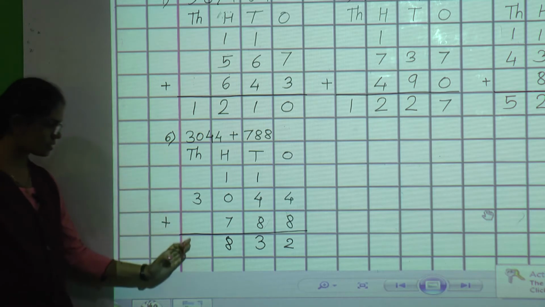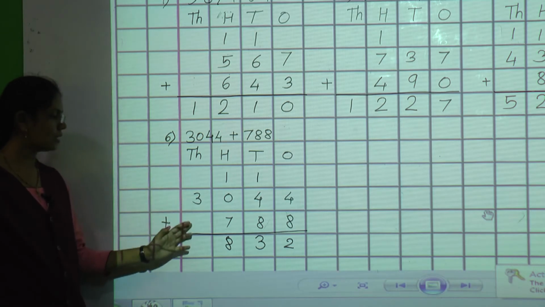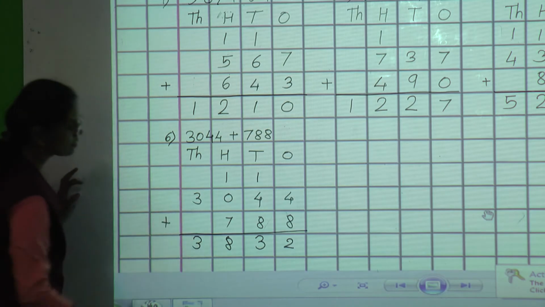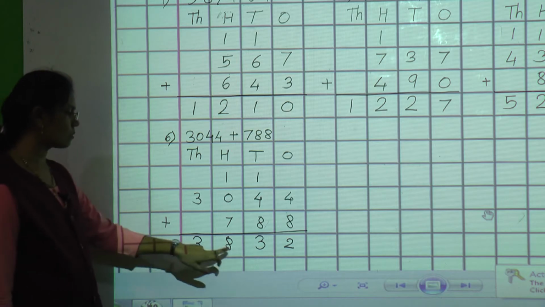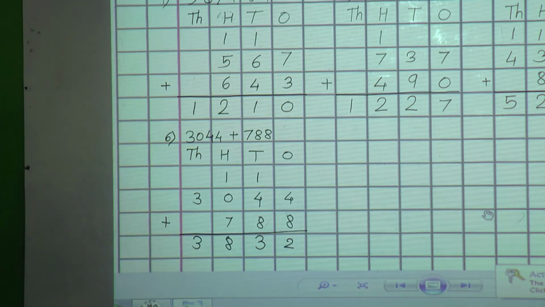If we see this thousands place column, here only one number is there, that is 3, and here nothing is there. So 3 plus 0, 3. So what will be the answer? The answer is 3832. This is our answer. Now see the next one.